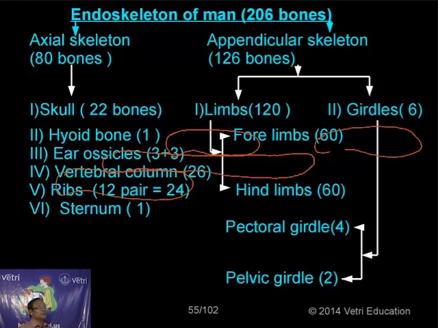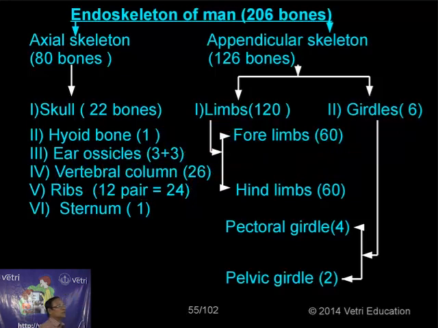And the appendicular skeleton forms the frame of the appendages for movement. They are connected to the axial skeleton, and include mainly the girdles and also the limbs. So we have upper limb and lower limb. Each upper limb and lower limb is formed of 30 bones. So altogether 120 bones together form the limb skeleton, which includes the forelimbs of 60 bones and the hind limbs of 60 bones.